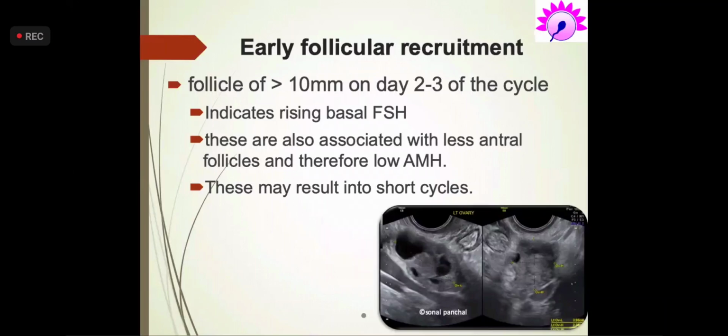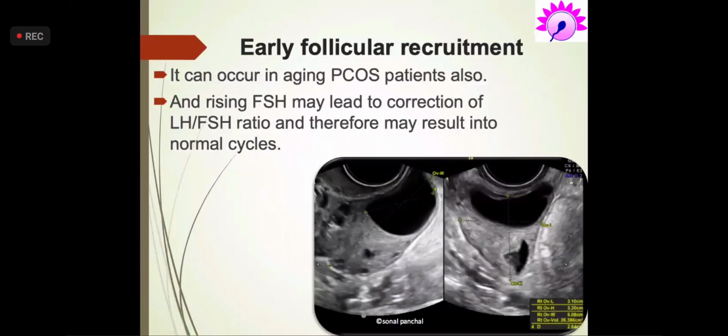It is also associated usually with fewer antral follicles and therefore short cycles, which we have already discussed. But in PCO patients, as they age, that's when their longer cycles start becoming normal cycles. Does that mean that PCO is resolving? No, PCO is not resolving.